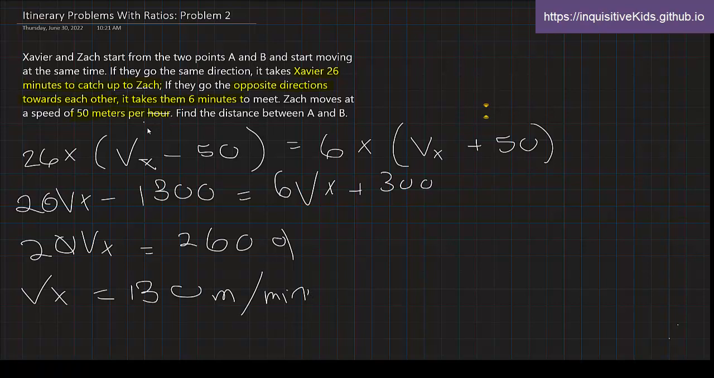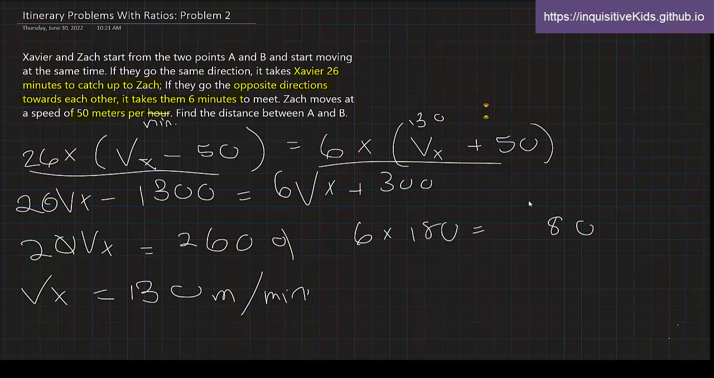This is supposed to be minutes, sorry. 130 meters per minute. Now let's substitute this back in whichever one of these we like. I'm just going to use the second one because it seems simpler to me. So 130 plus 50 is 180. 6 times 180 gives us 1,080. So the distance between A and B would be 1,080 meters.